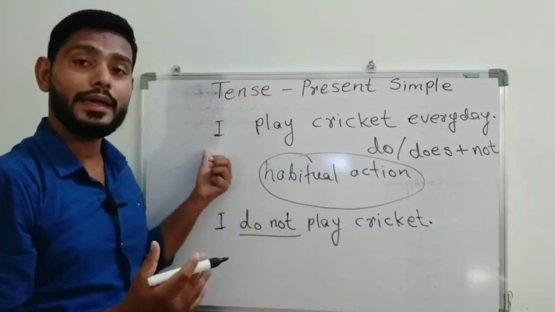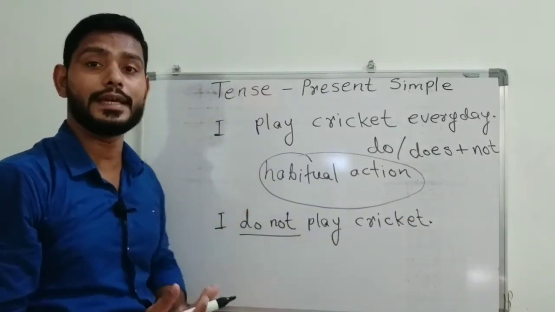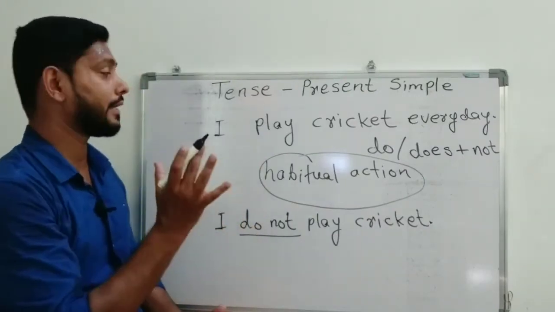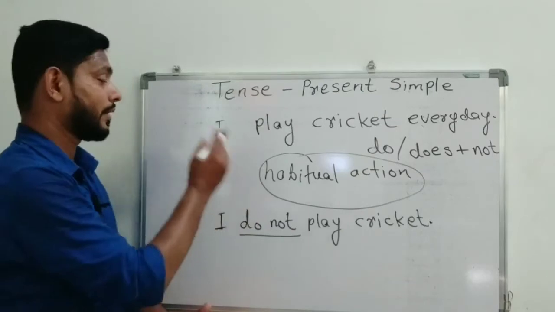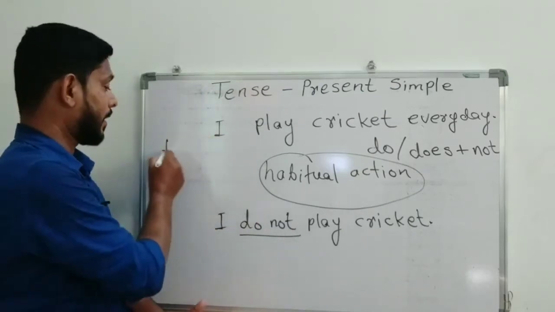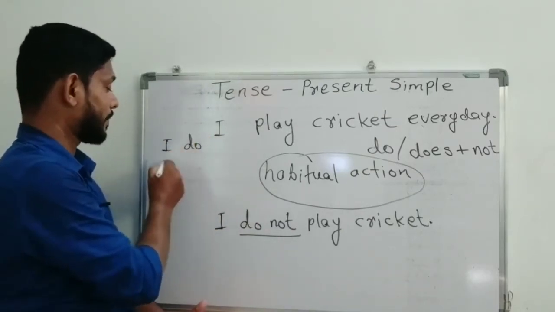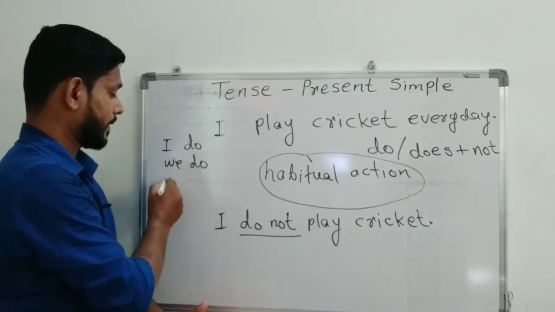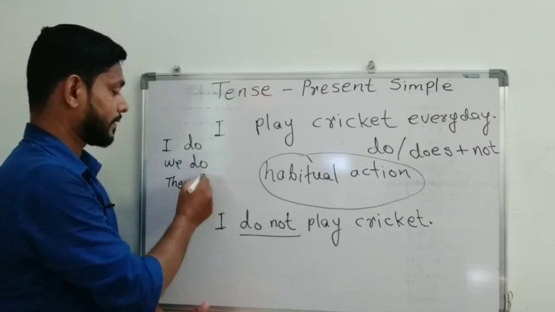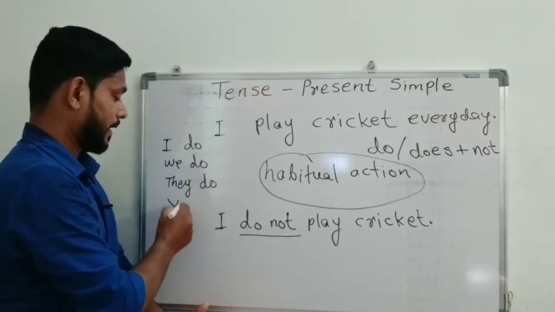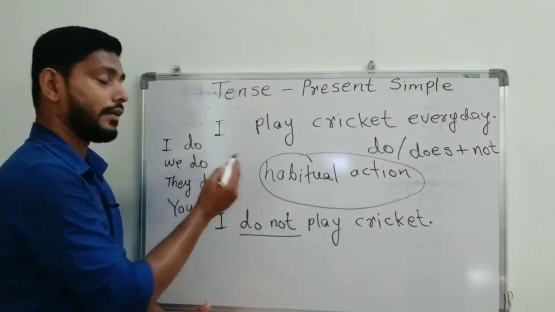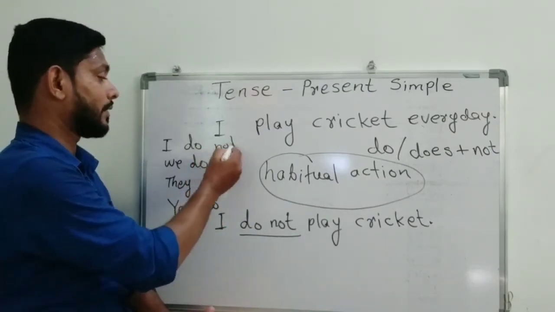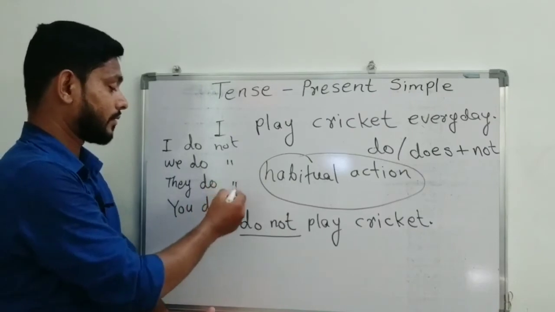Remember, I, you, we, they commonly follow do. Okay, so I will write here. You can just note down in your notebook to make this concept very clear. I do, we do, they do, and you do. Okay, and if you want to make this sentence negative, you can just add I do not, we do not, they do not, you do not.